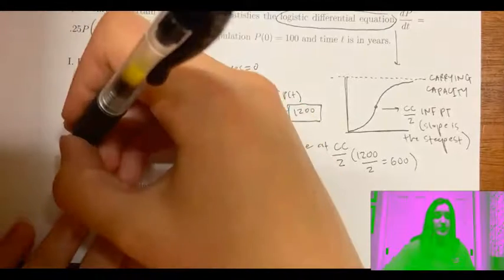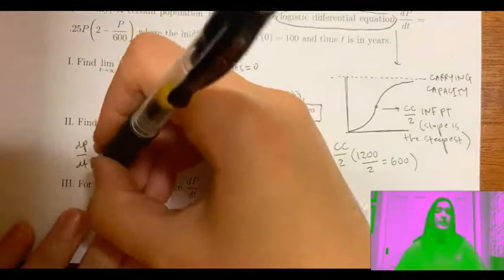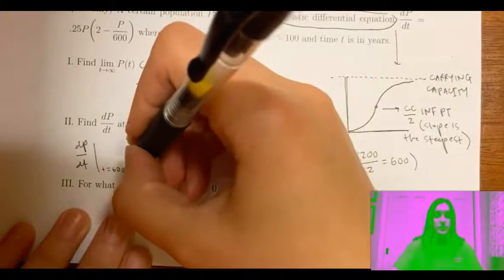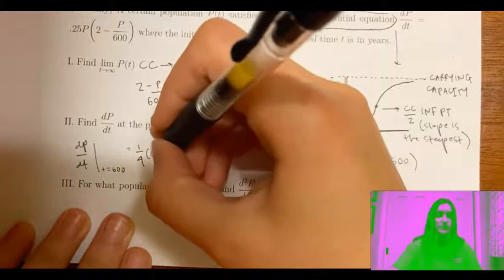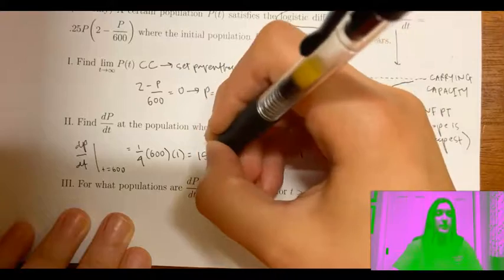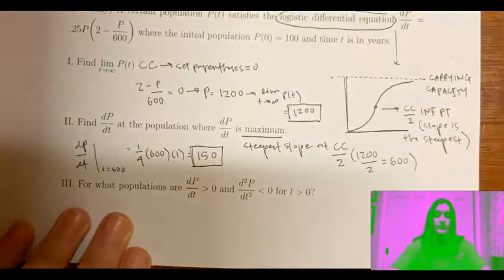But we're not done yet because we have to find the actual slope of the population when the derivative is at a maximum. So we know that the p is 600 when the derivative is at the maximum. So I'm just going to plug 600 into the derivative, which is given. And so I'm going to get 1/4 times 600 times 1, which equals 150. So the first thing I did was I found where the derivative was a maximum. That would be the inflection point. That's halfway along that S-curve. So I did 1200 divided by 2 is 600. And I plugged in the 600 to the derivative to get 150.